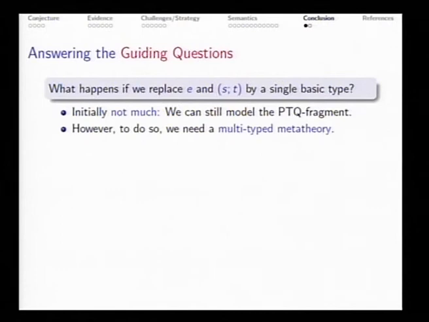Now, let's wrap up by trying to answer the original questions that I asked a couple of slides ago. So, after all I've told you, what happens if we replace the types E and ST by a single basic type? Our answer can now be, well, initially, not much. We're still able to model the PTQ fragment. But to make sure that this modeling is semantically principled, we need to use a multi-type meta theory next to our single-type object theory. As a result, it seems that we can't discard Montague types altogether.